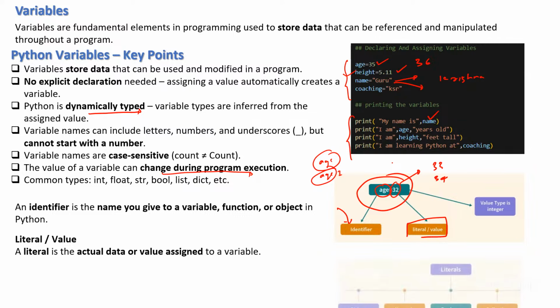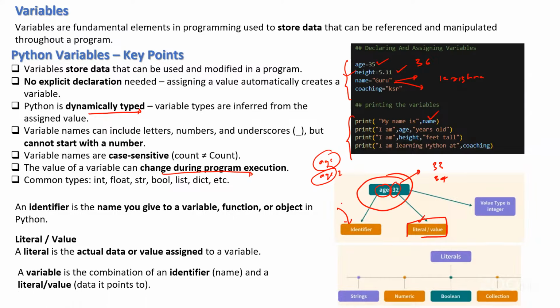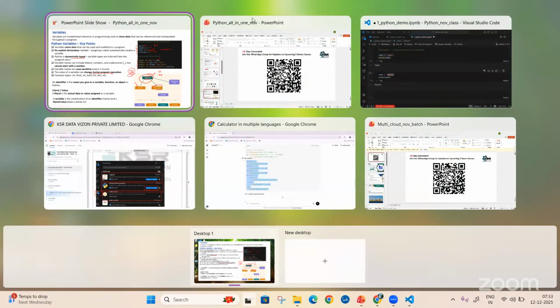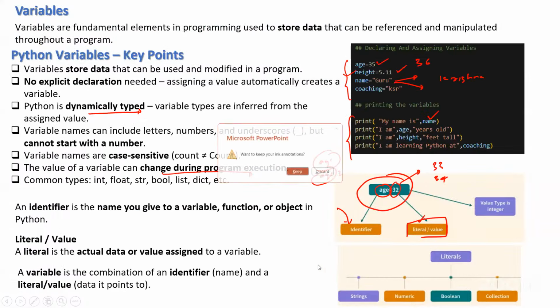Now inside literal we have different types of literals: string, numeric, whatever the data type is. Don't get confused, because when you try to debug some code, it will say the literal which you are passing is not correct. These types of errors come. Literal is nothing but a value you are assigning to that variable. Held together, this particular thing is called a variable. Now, we'll come back to rules.